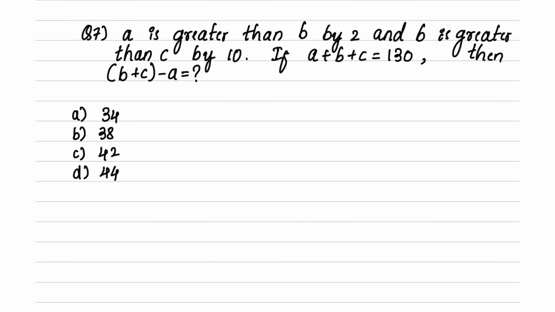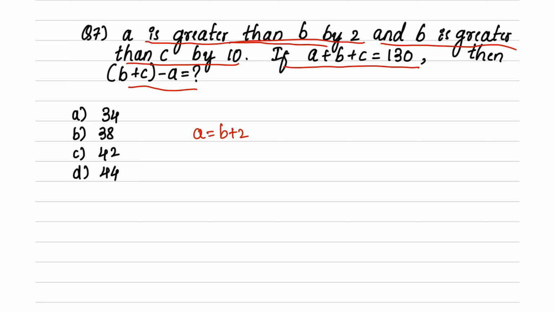See the seventh question. a is greater than b by 2 and b is greater than c by 10. If a plus b plus c is equal to 130, then b plus c minus a is equal to what? They have said a is greater than b by 2. So a equal to b plus 2 and b is greater than c by 10. So b equal to c plus 10. And we have this also, a plus b plus c equal to 130.